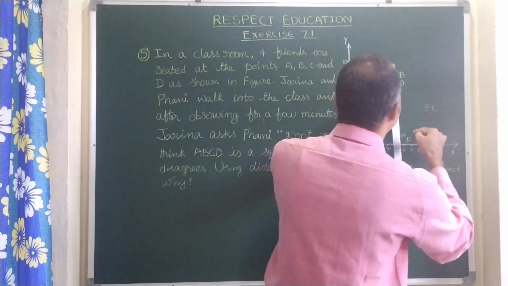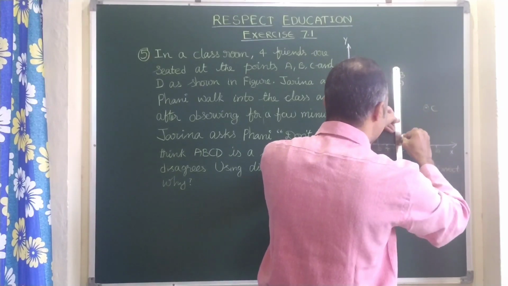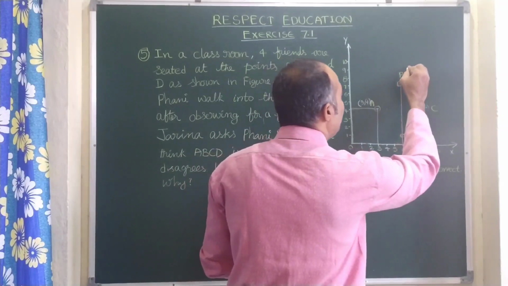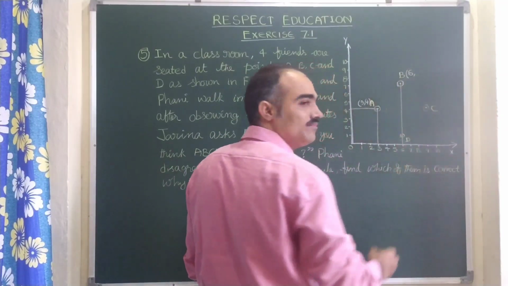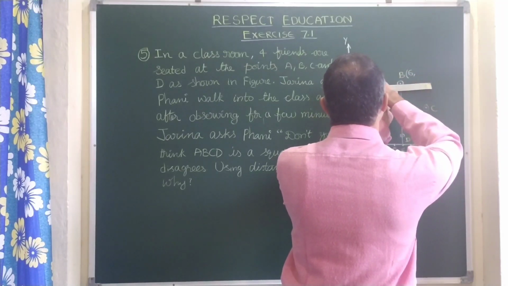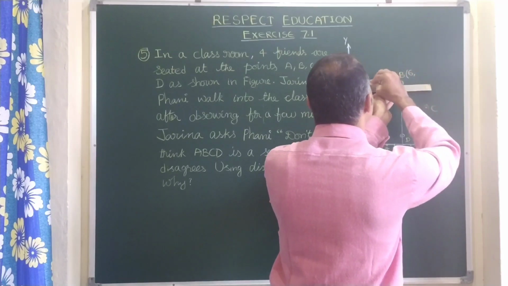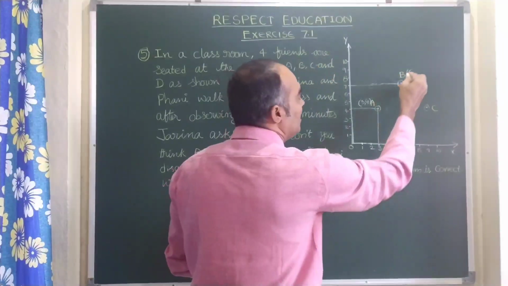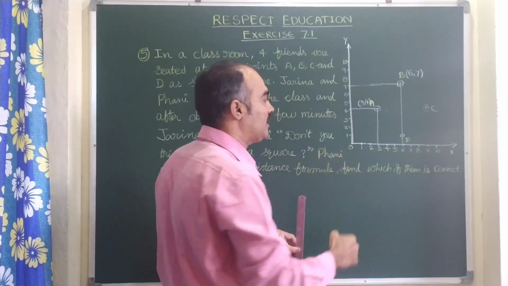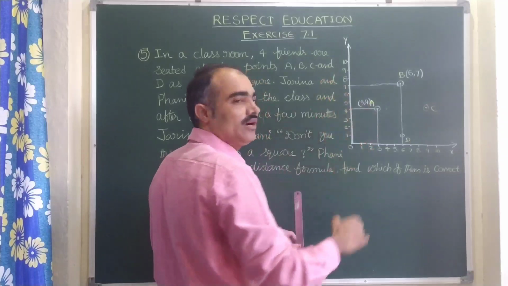Now let us go to B. Here B coincides with 6. So B's x coordinate is 6 and y coordinate, here you see it coincides with 7. So B's y coordinate is 7. So B is 6 comma 7. Always remember children, first we need to write the x coordinate, then the y coordinate.